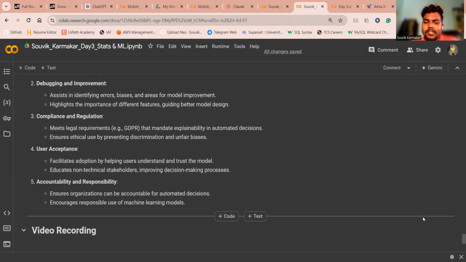It can also ensure organizations can be accountable for automated decisions. So they can rely upon it by seeing the model explainability of any algorithm. So that's all about today.